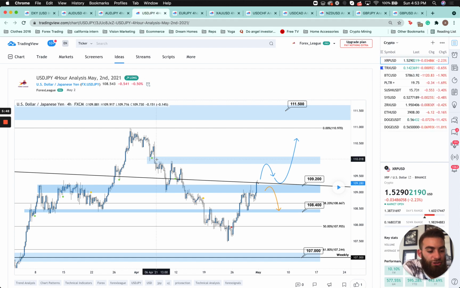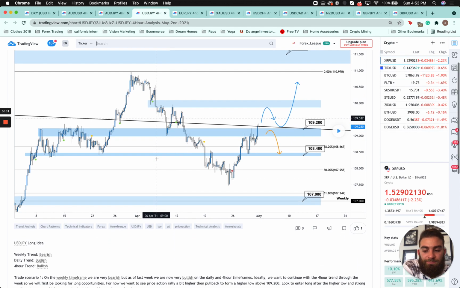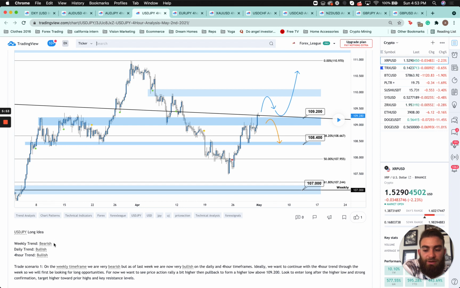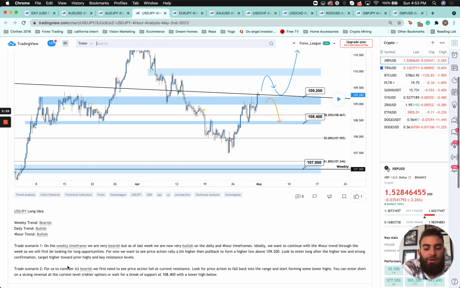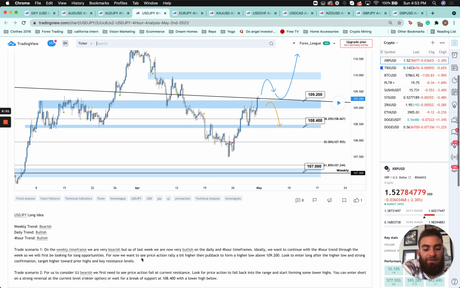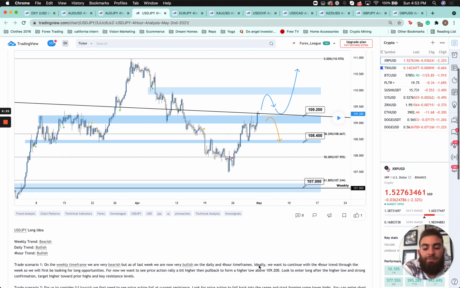Let's go to USD JPY next. USD JPY, weekly trend bearish, daily trend bullish, 4-hour trend bullish. Trade scenario 1, on the weekly time frame, we are very bullish, but as of last week, we are now very bearish. On the daily and 4-hour time frames, ideally we want to continue with the trend through the week, so we will be first looking for long opportunities. For now, we want to see price action rally a bit higher, then pull back to form a higher low above 109,200. Look to enter long after the higher low and strong confirmation.